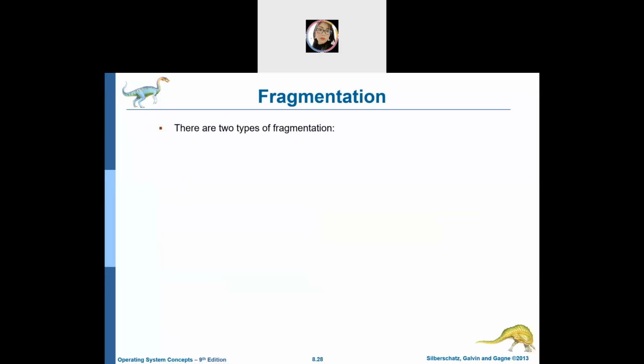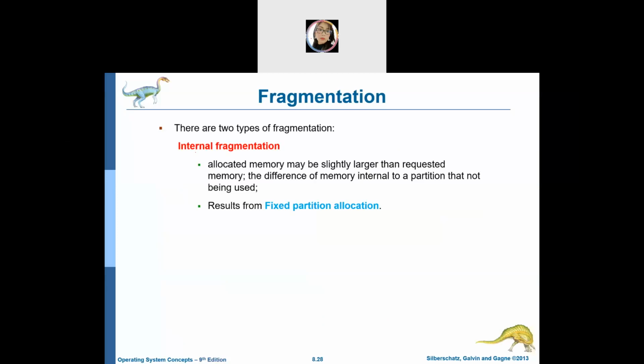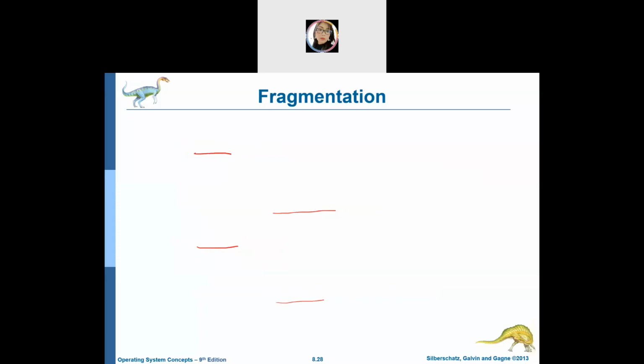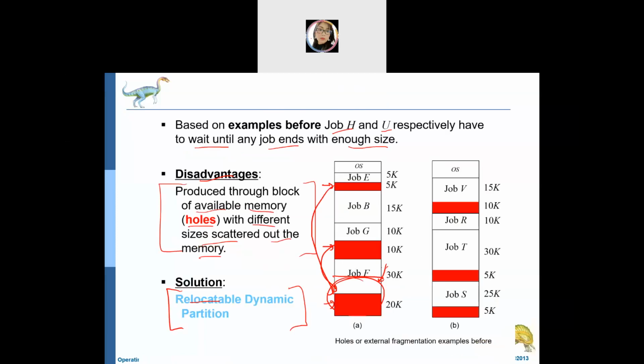There are two types of fragmentation: internal fragmentation and external fragmentation. Internal fragmentation is found in fixed partition allocation, while external fragmentation is found in dynamic variable partition allocation. So that's why later on you're going to use this approach and you can combine them.